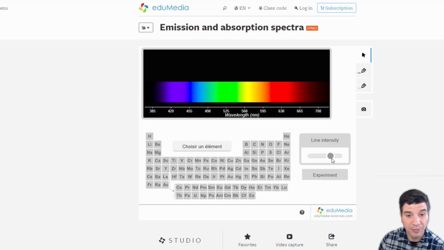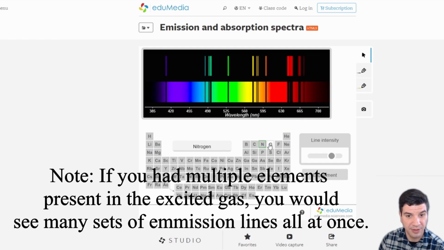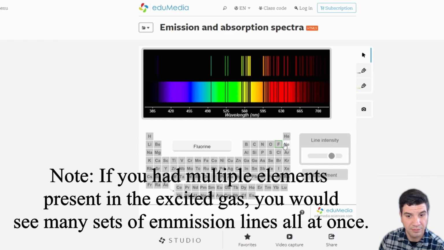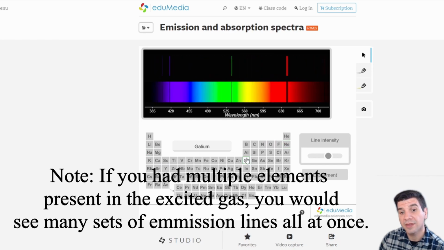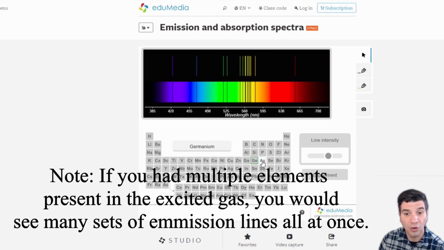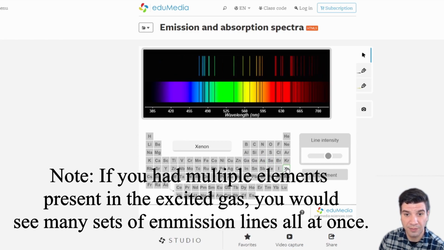Now, every element has its own specific wavelength that it will emit energy at. For example, this is what hydrogen looks like. Helium, lithium, beryllium. It's like a fingerprint for each element. And these spectral fingerprints are all dictated by the energy levels of the electrons within them.